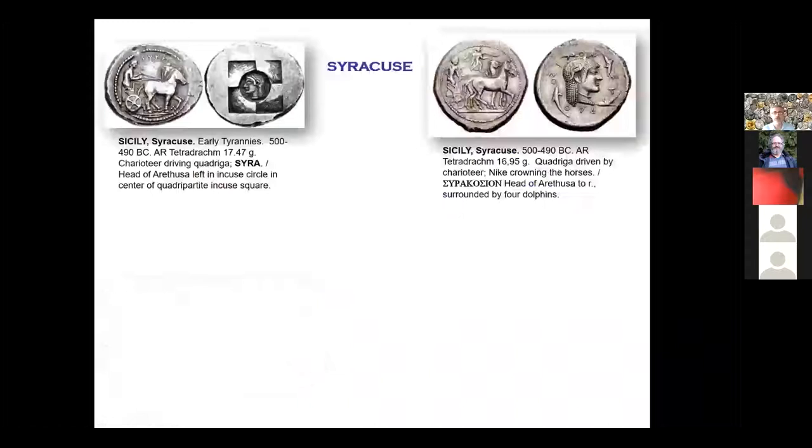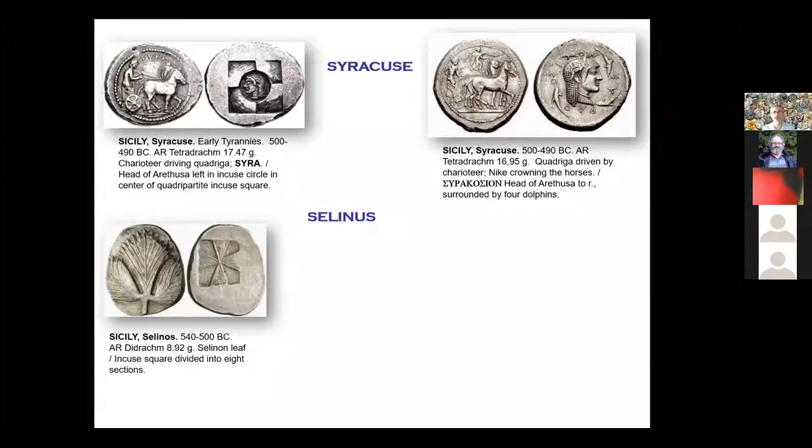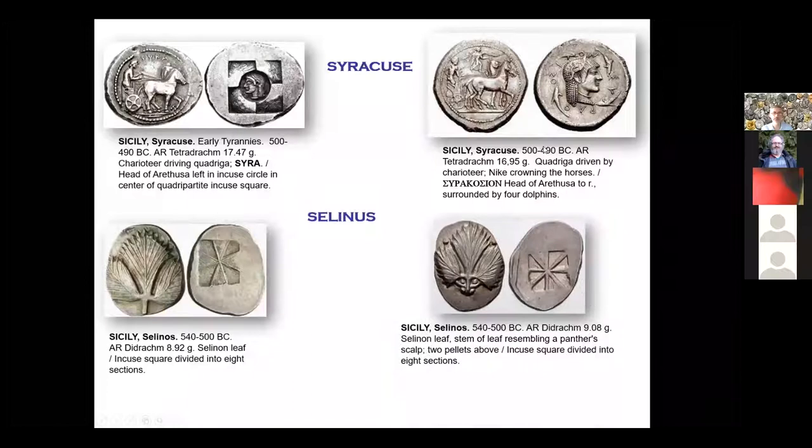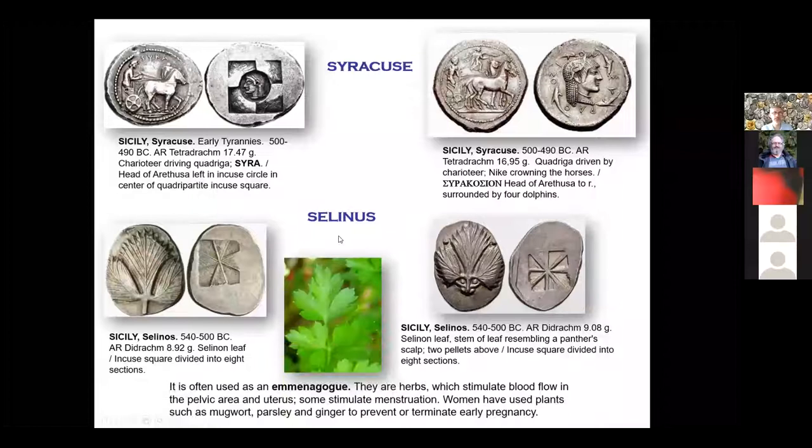Of course, everybody knows Syracuse. They're famous for their decadrachms in the classical period, but as you see, the design comes from the archaic period and typical archaic depictions of both the obverse and reverse designs. Selinus chose the leaf of selinon, celery.